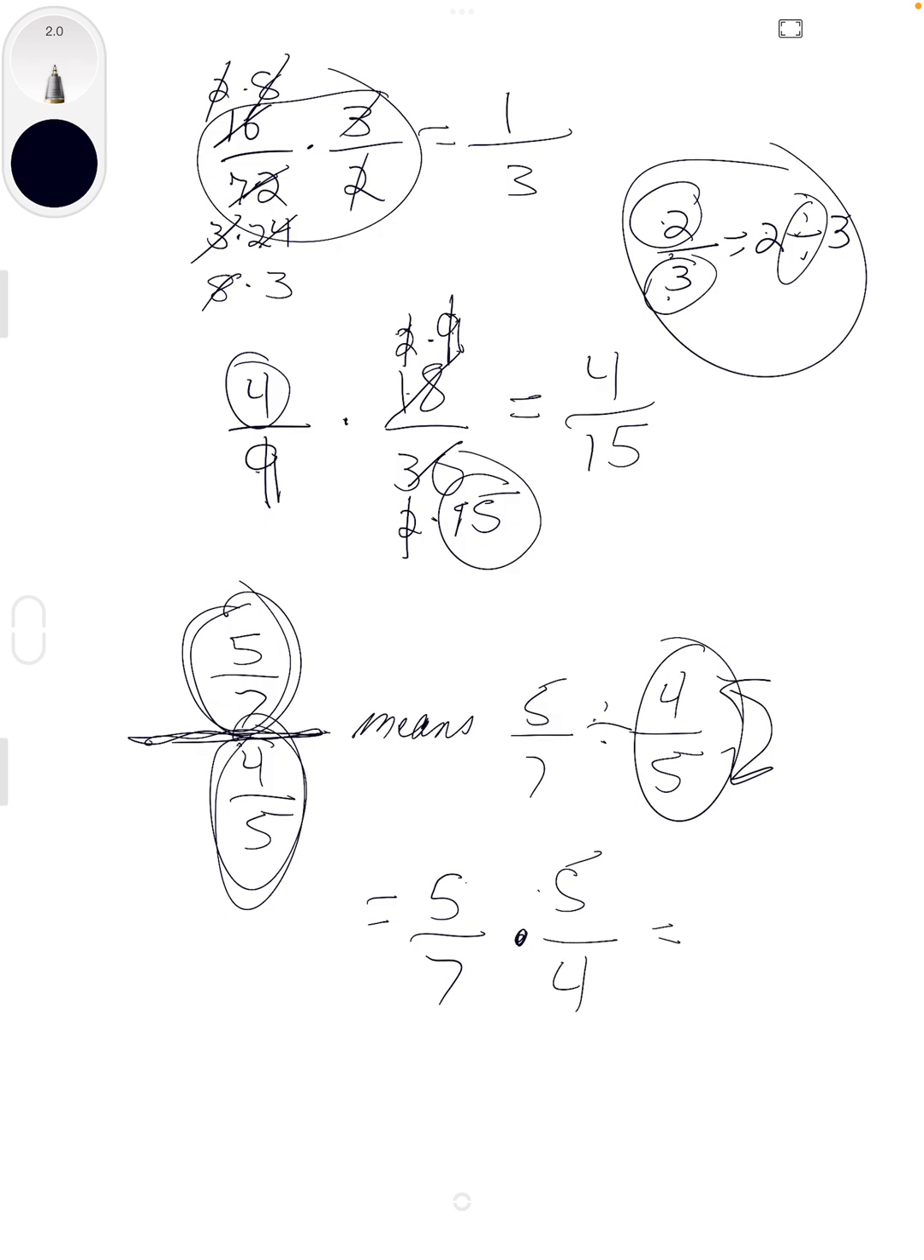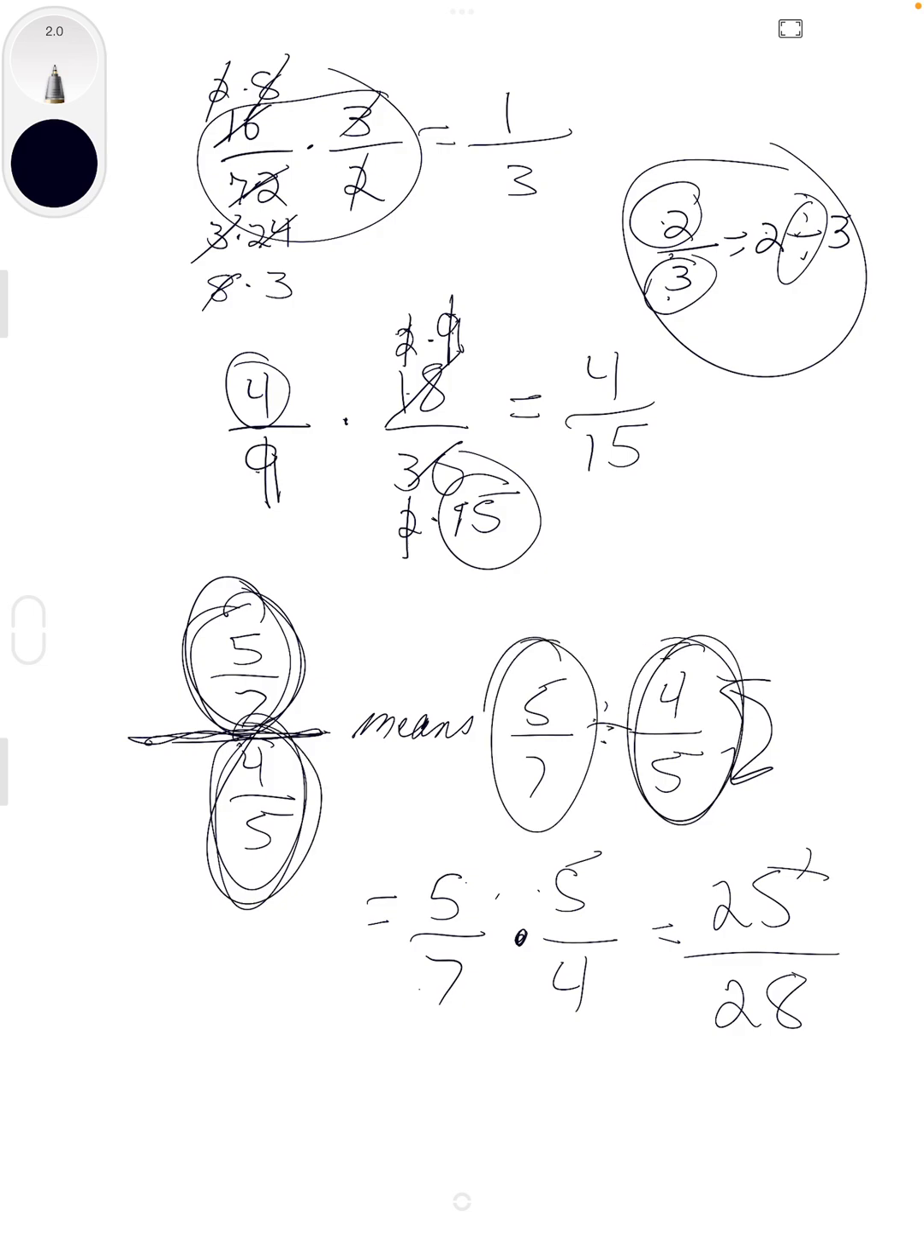And the answer is 5 times 5 is 25, and 7 times 4 is 28. You can't prime factor or cancel anything on this one. So if you see a fraction over a fraction, it just means the first fraction divided by the second fraction, or the first fraction times the reciprocal of the second fraction.